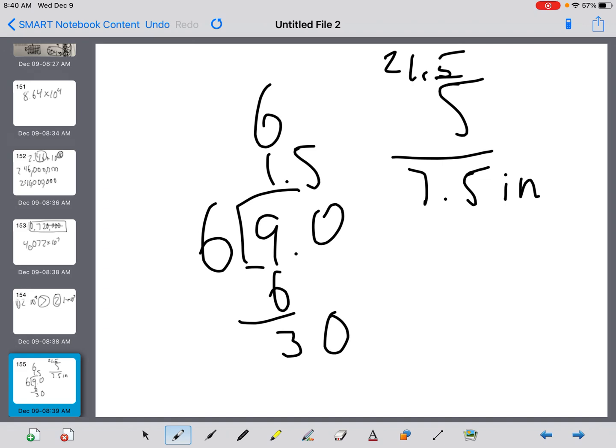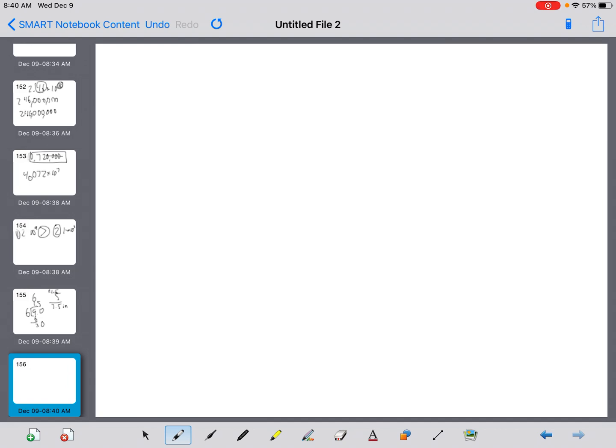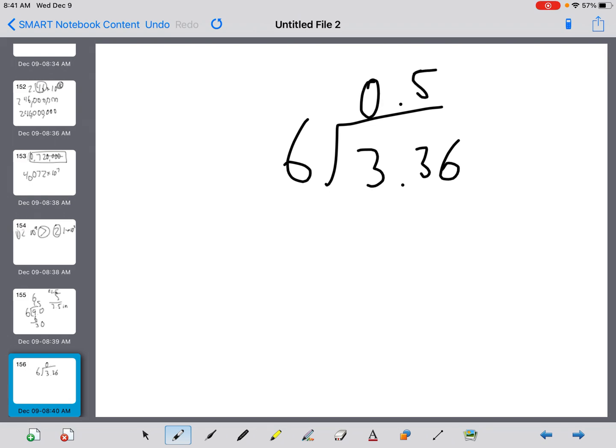Number 4, the store sold juice for 65 cents per can, or 6 cans for $3.36. How much money per can is saved? So I'm going from the 6-pack down to an individual. So guys, I have $3.36. I'm going to divide it by that 6. Decimal point straight up. Goes in there 0 times, goes in there 5 times. That's 30. Subtract is 3. Bring down the 6. Goes in there 6 times.